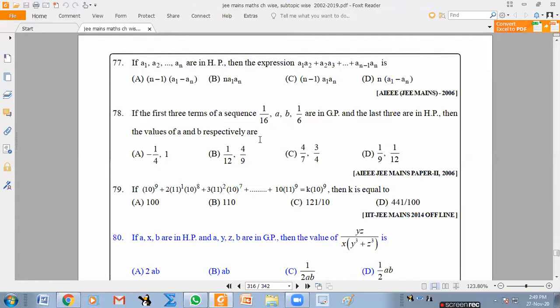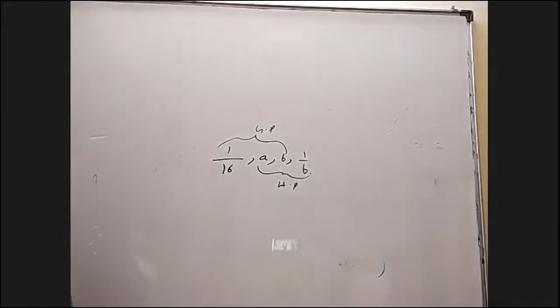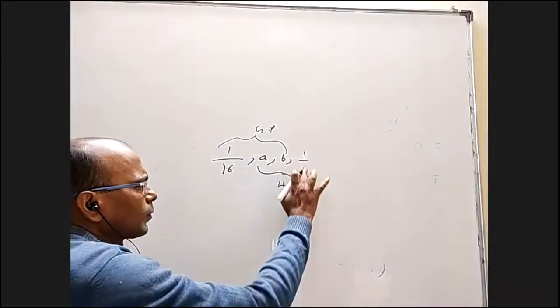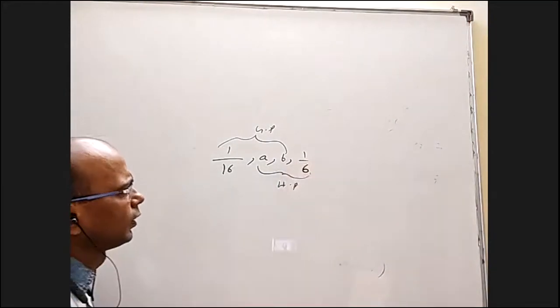1 by 16, A, B, and 1 by 6. Basically, this is GP, and this is HP. You have to find the A and B values. I think we have to eliminate B and get A, or eliminate A and get B.